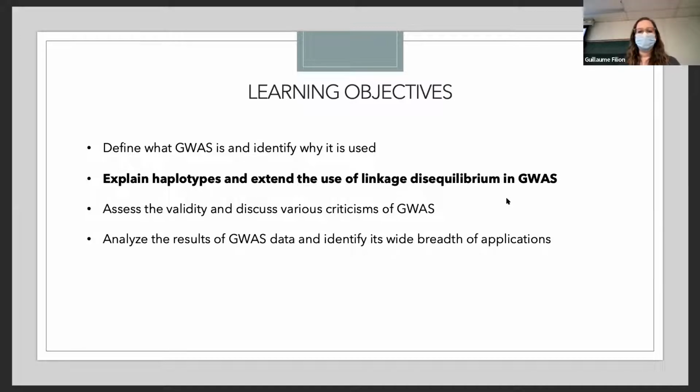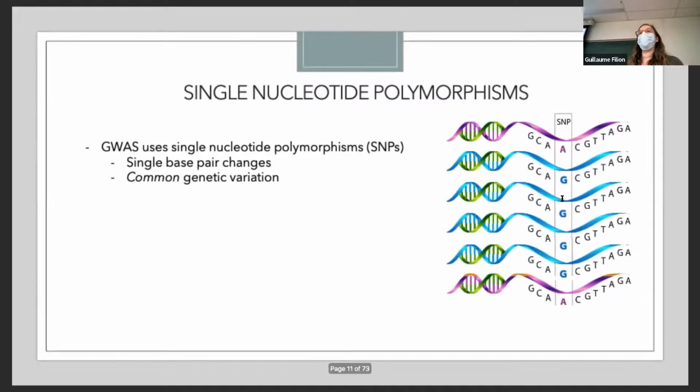All right, let's move on to our second learning objective. So this is getting a little bit more detailed now. Explain haplotypes and extend the use of linkage disequilibrium in GWAS. So first of all, what type of variants are we looking at in GWAS?